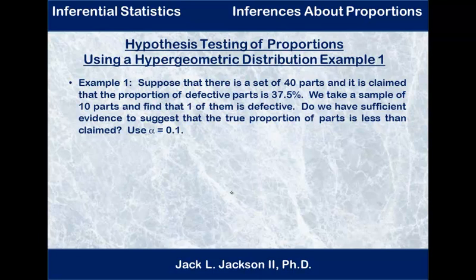Okay, our first example here says, suppose there's a set of 40 parts, and it's claimed that the proportion of defective parts is 37.5%. So we take a sample of 10 parts, and we find that one of them is defective. Do we have sufficient evidence to suggest that the true proportion of parts that's defective is less than claimed? And we're going to use an alpha level of 0.1 for this hypothesis test.